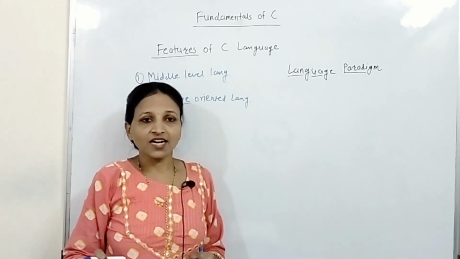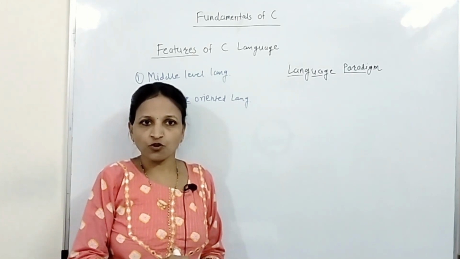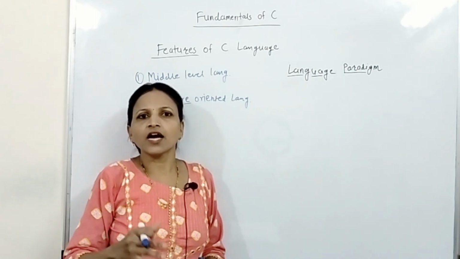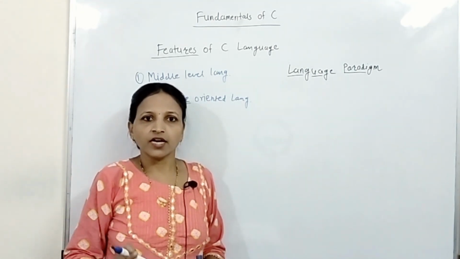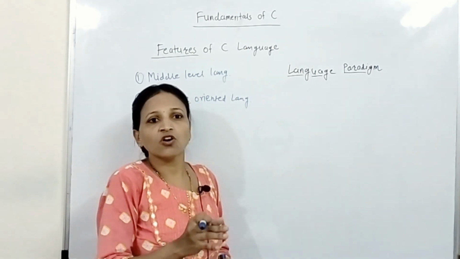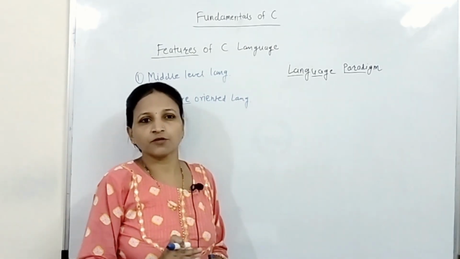Here the steps are like this. First, accept radius from user. Second instruction will be like this: just calculate area and display area. Now this means here we are focusing on functionality, or what are the steps to be done.